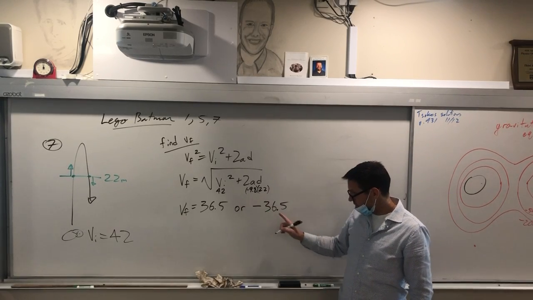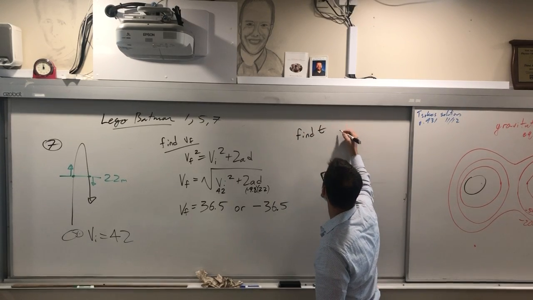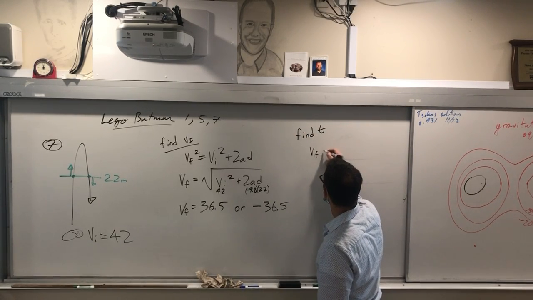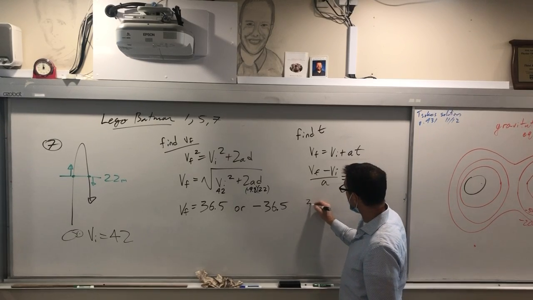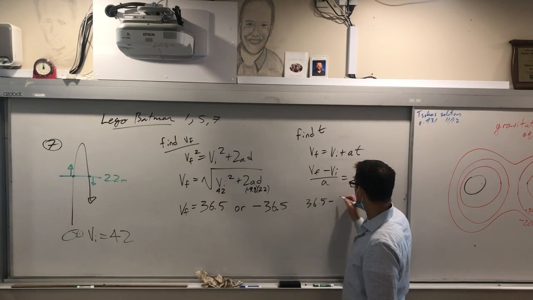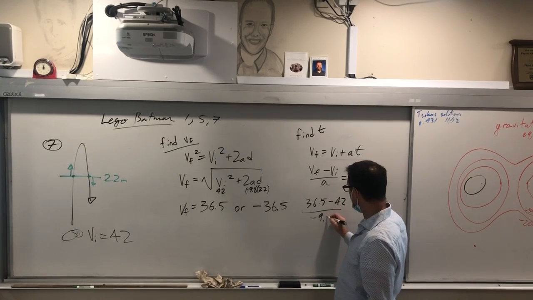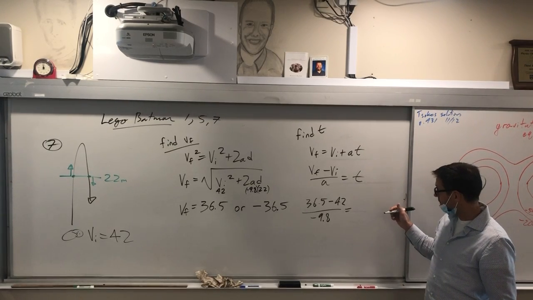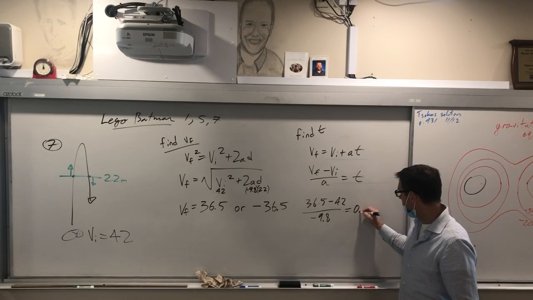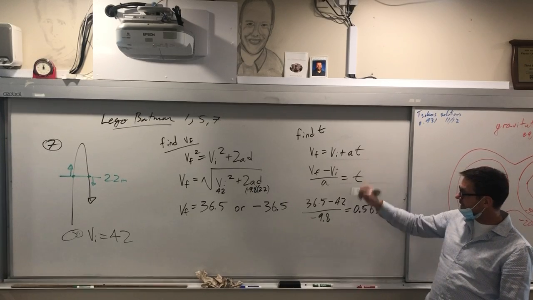So now you plug these two velocities into the first formula to find our time. VF equals VI plus AT, and we solve that for time. VF minus VI over A equals time. So first of all, we're going 36.5 minus our initial of 42, over negative 9.8. And you're going to get, what is that? 0.56 seconds. But then we do it again.